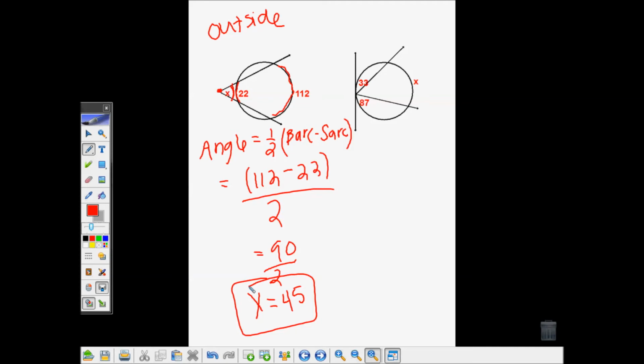Now we'll do some more examples. These ones are going to get a little bit trickier. There are some different tips and tricks for them. So keep following along. This next one, again, where do they intersect? This is on the circle.